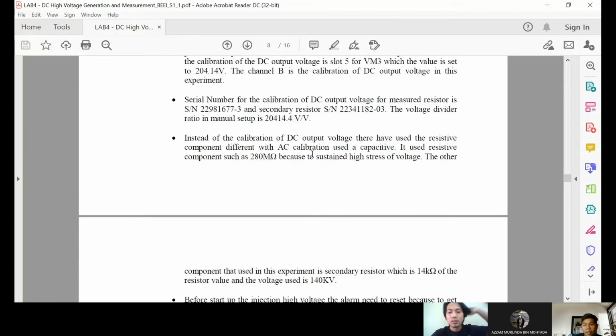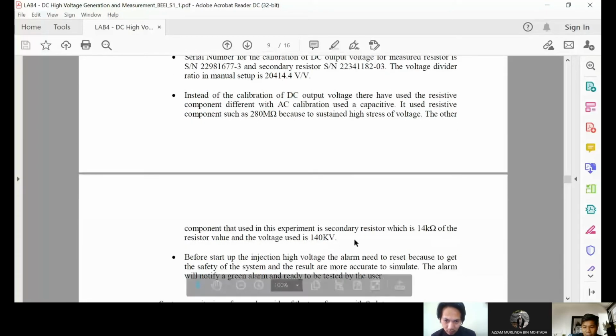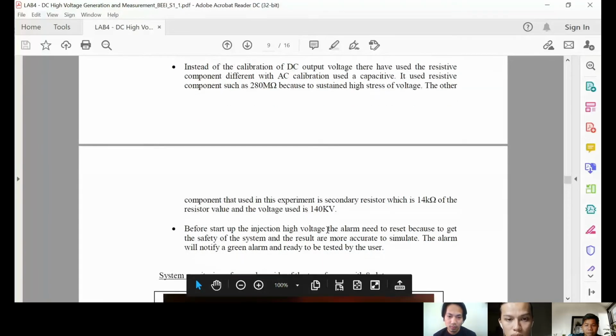Different with AC calibration that uses a capacitive one, it uses resistive component such as 280 mega ohm because to sustain high stress of voltage. The component that used in this experiment is secondary resistor, which is 14 kilo ohm of the resistor value, and the voltage used is 140 kilovolt.